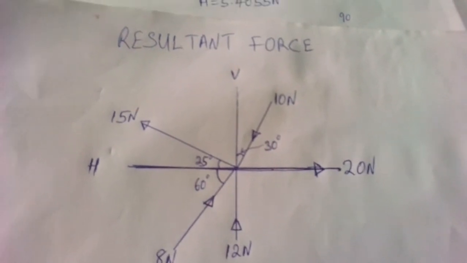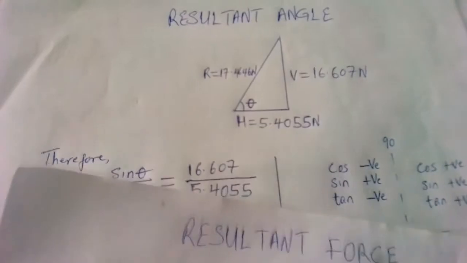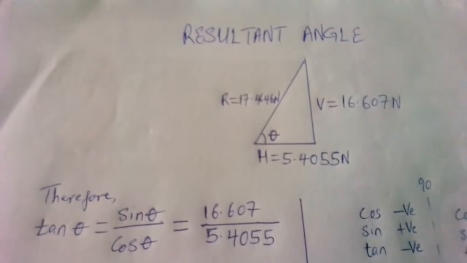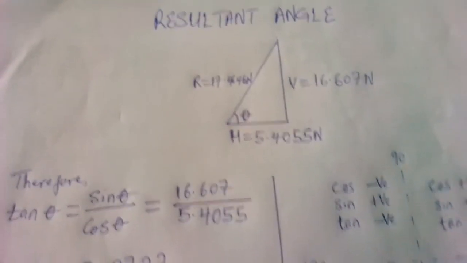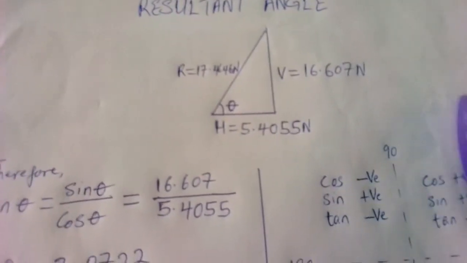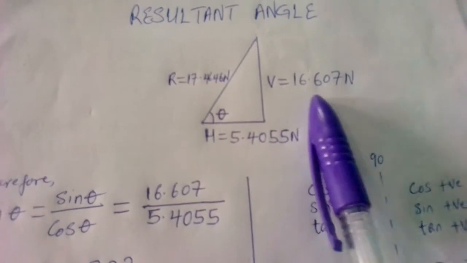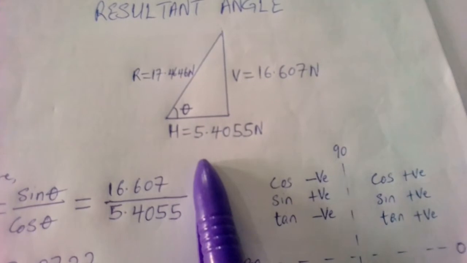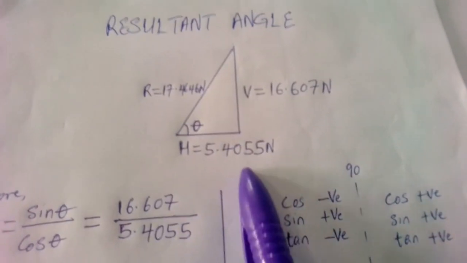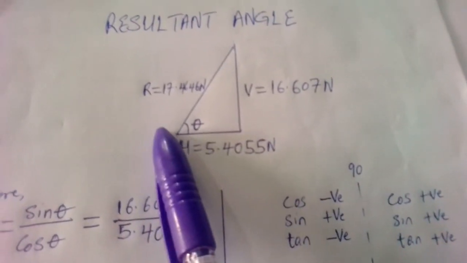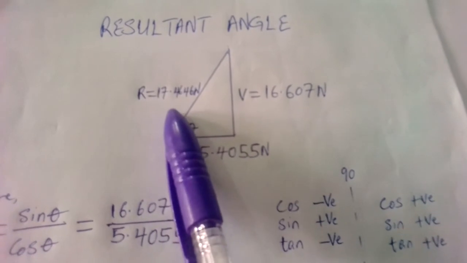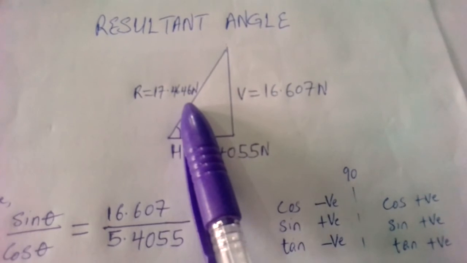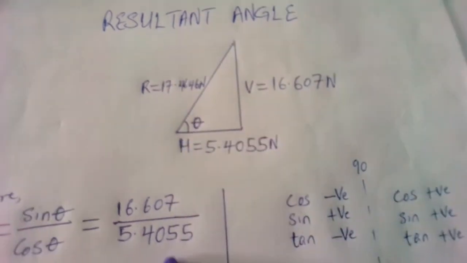So now let's move to today's work, which is our resultant angle. From the question, we have generated our vertical force, which is 16.607 Newton, our horizontal force, 5.4055 Newton, and we have obtained our resultant force, which is 17.4646 Newton.